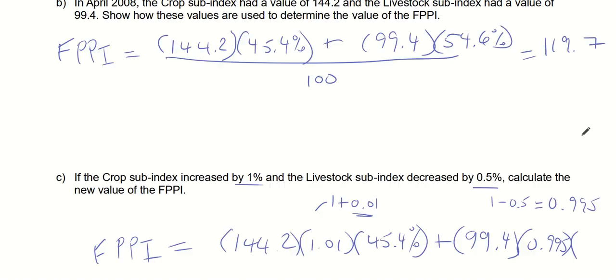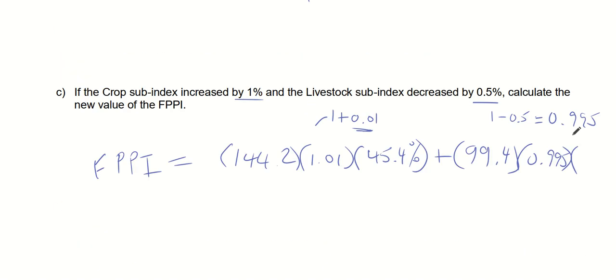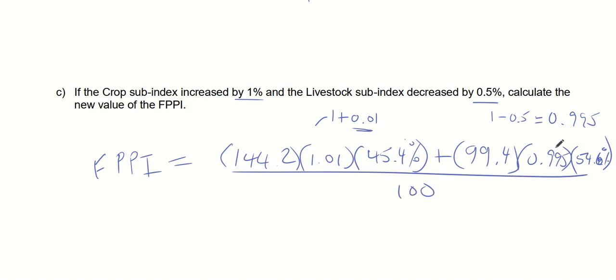And then we add our weighted value again, which is 54.6%. There we go. The whole thing divided by 100, because this plus this gives you 100%. And we get a value of 120.1. Now I want to go back over here and show you that it's a decrease by 0.5%.